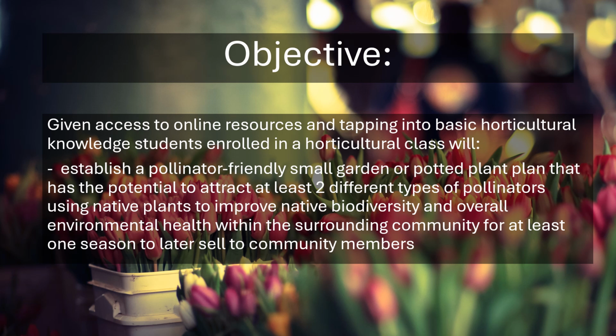In the example we are observing for the purpose of this video lesson assignment, students enrolled in a horticultural class will establish a pollinator-friendly small garden or potted plant plan that has the potential to attract at least 2 different types of pollinators, using native plants to improve native biodiversity and overall environmental health within the surrounding community for at least one season to later sell to community members.